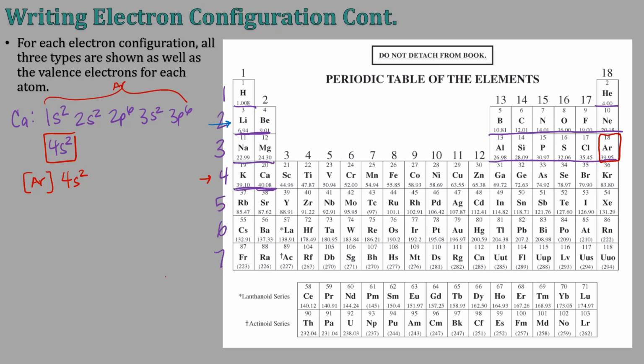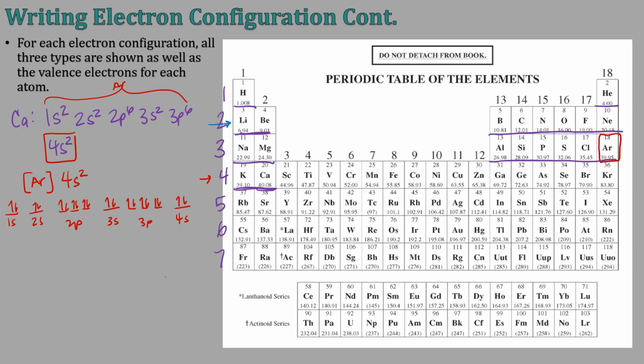The orbital diagram for calcium, we would have 1s, 2s, 2p, 3s, 3p, and then 4s. Every single one of these orbitals would have 2 electrons in it. One would spin up and one would spin down, and all be paired.